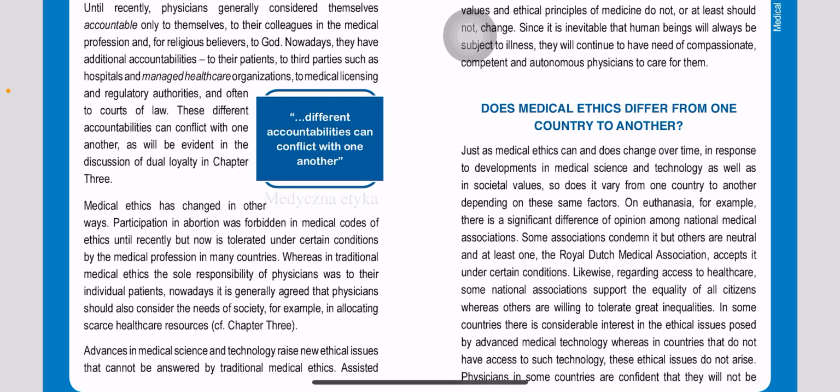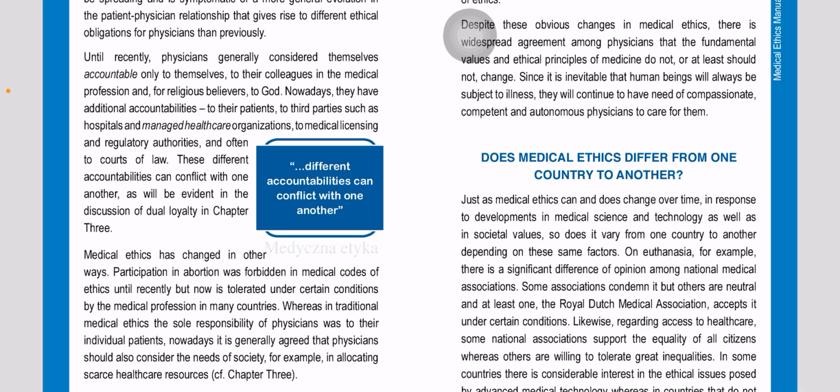Medical ethics has changed in other ways. Participation in abortion was forbidden in medical codes of ethics until recently, but now is tolerated under certain conditions by the medical profession in many countries. So we have discussed that earlier. The laws also affect the ethics in a particular country. For example, abortion is illegal here. However, abroad, it is accepted.